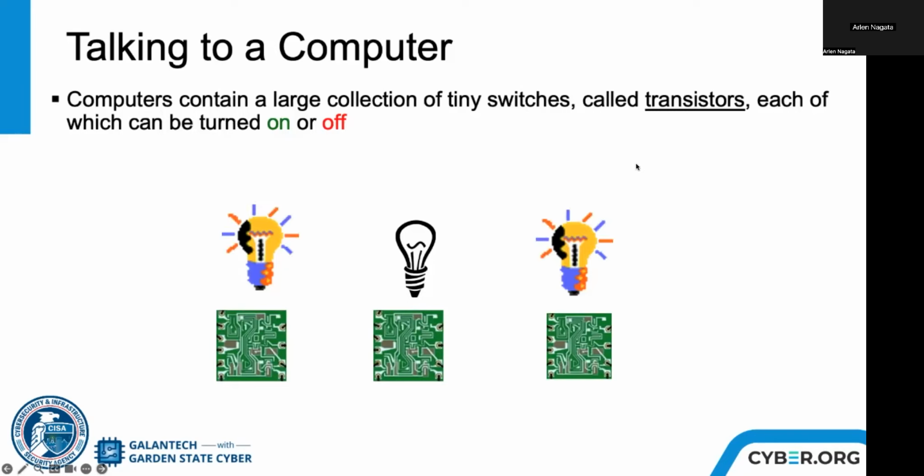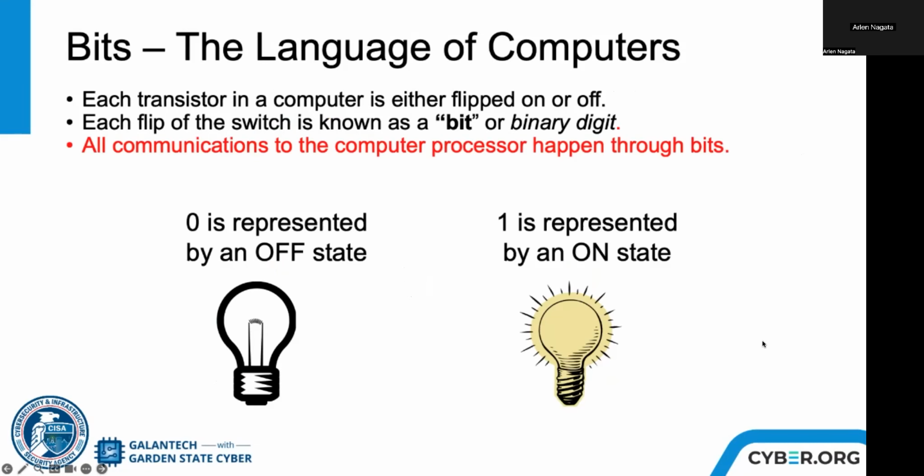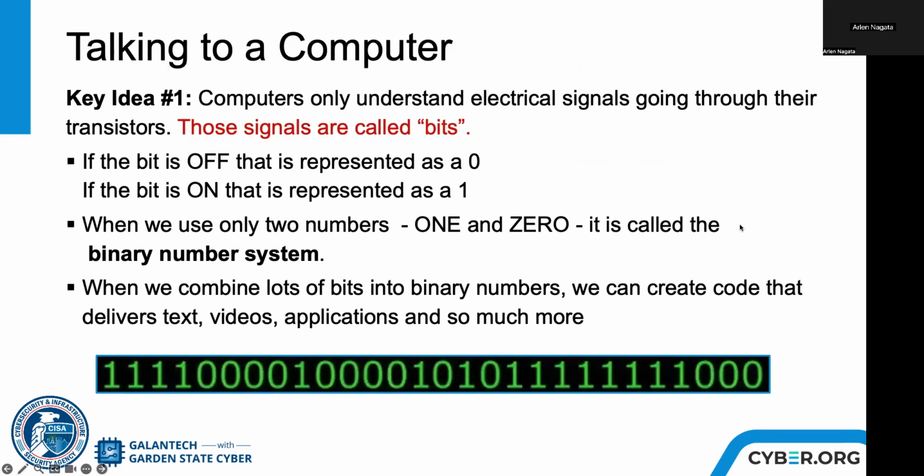So, just like you saw, it's a quick review. Computers contain these tiny switches, on or off, right? And they're called transistors. Bits then is the language of computers. So is it a 1 and on, or a 0 and off? Okay, and so that's how all computers communicate.